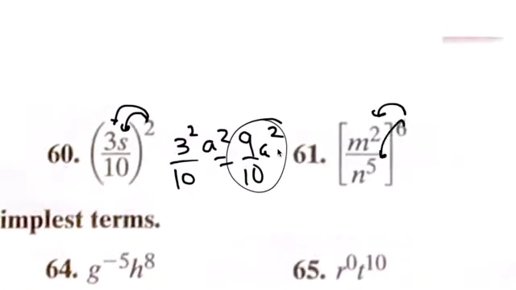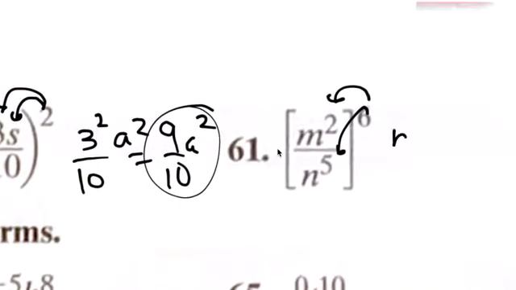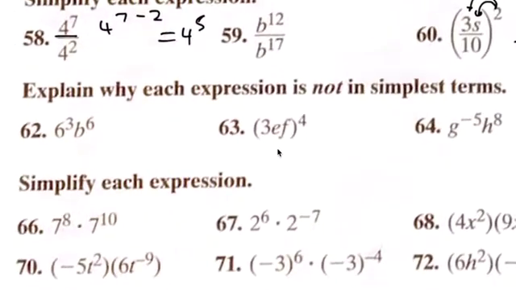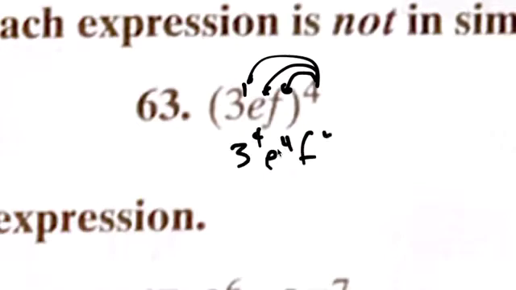Distribute, distribute. That means multiply them, m to the 12 over n to the 30th. Power to a power, we call that. Simplify them. This is simplified. Well, 6 times 6 times 6, multiply it 3 times, get the answer. Distribute power to a power. Distribute power to a power, 1. And then 3 to the 4th, which is 81, e to the 4th, f to the 4th. So it'd be 81, e to the 4th, f to the 4th.